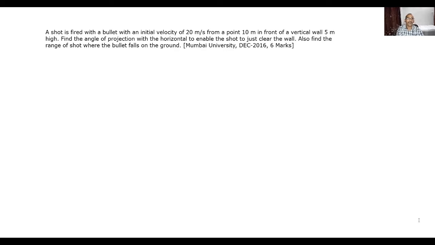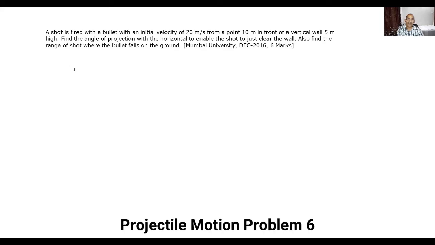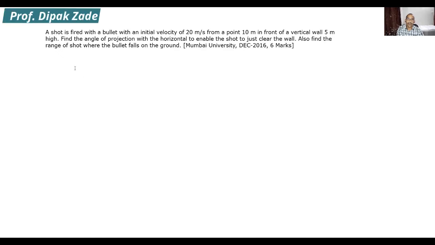Now in this problem, what is given? The figure is not given, so from the wording we'll try to draw a figure. A shot is fired from a bullet with an initial velocity of 20 meters per second. This is fired from a point 10 meters in front of a vertical wall. That means from where it is fired, in front of a vertical wall, how much distance? 10 meters. 5 meter high means the height of the wall is given. The height of the wall is 5 meters, and it is projected from 10 meters in front of the vertical wall.